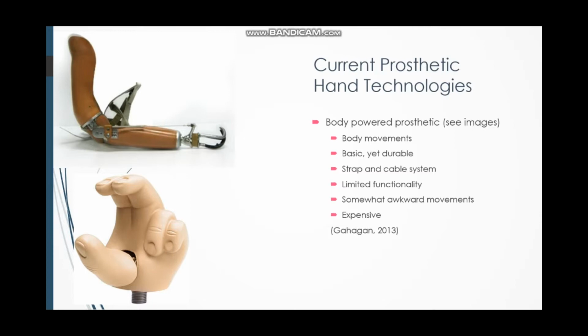The strap would go around the opposing arm's shoulder, and a cable would run from said arm to the prosthetic. In order to activate the prosthetic, the wearer must move the arm that the strap is around. Doing this would close the hand. By doing these movements, the wearer is able to open and close the prosthetic hand, allowing them to grab and hold items. Some downsides to this design include limited functionality, it is expensive, and it requires somewhat awkward movements in order to operate.